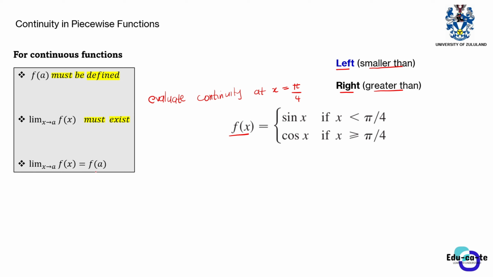So first of all, we have to see if when we put pi over 4 as the x value, we can get a certain y value. So first of all, we need to see if f of pi over 4 is defined or not. In this case of a piecewise function, how do we see that f of pi over 4 is defined or not? Because remember, if this was a graph, you would think of a shaded dot. But in this case, this is just an equation. You are going to just look at this.